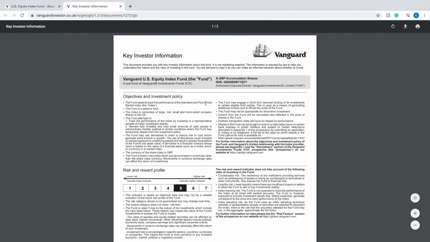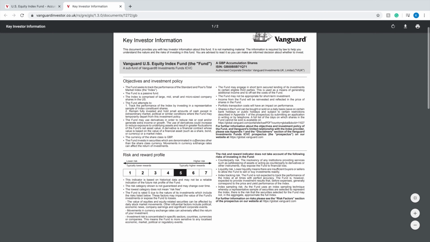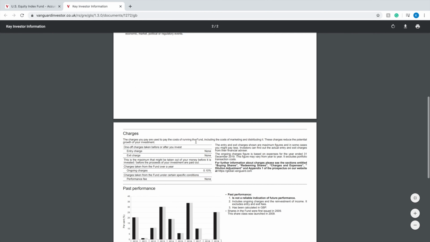We click on that, and we can see it provides some information. I know it looks like terms and conditions. Don't worry about it too much, but essentially it gives you a brief overview of what the fund wants to do, what the currency is, what the risk profile is, and here are the charges. It also shows you how it's done over the years, so each year how accurately the fund has tracked the index.